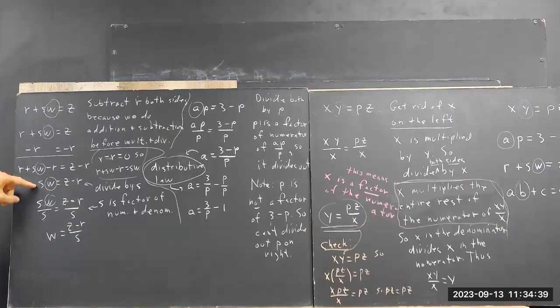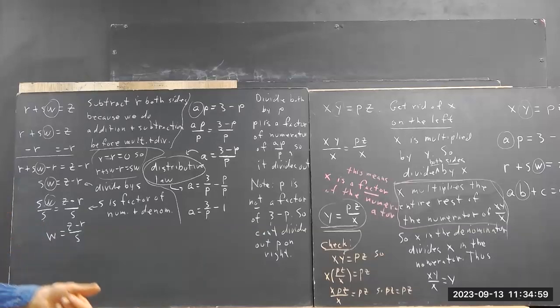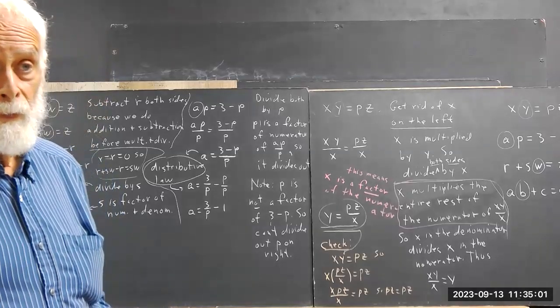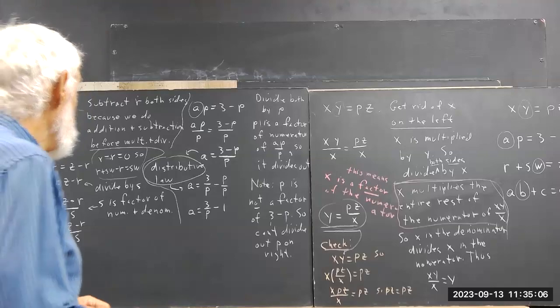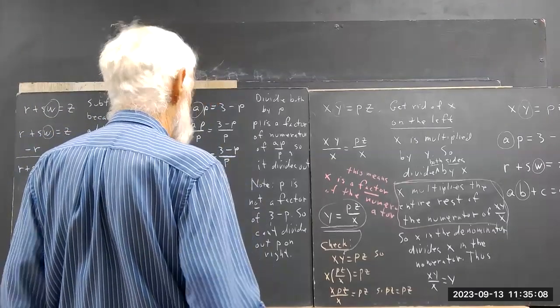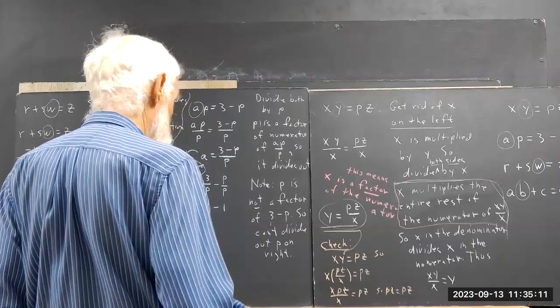S is a factor of the numerator. So we can divide, or S is a factor of SW. So if we divide both sides by S, S is a factor of the numerator. It is the denominator. We can divide it out and we get the result. We need to understand that. We need to have that narrative going in our heads every time we do a problem like this, so that we're sure that we're following the rules. Okay, we're not force fitting.